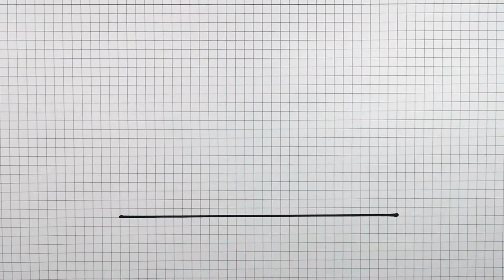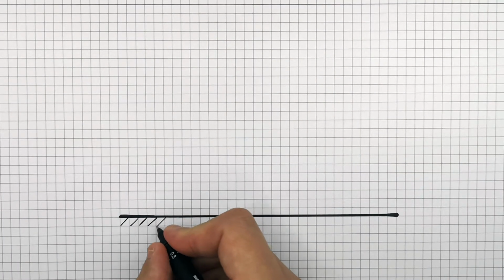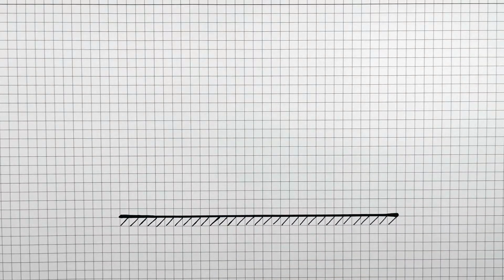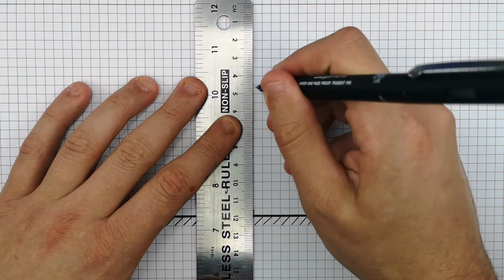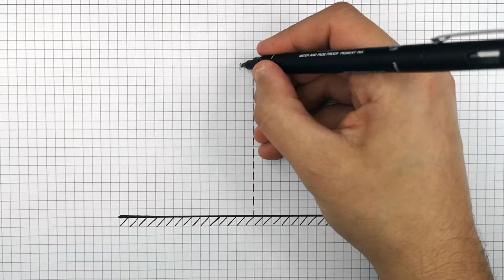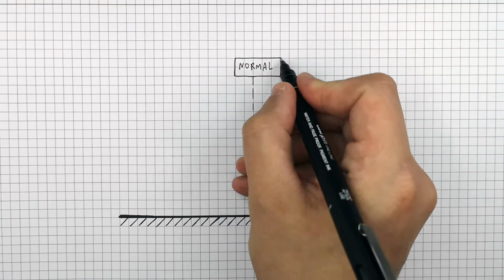What I'm drawing here is the boundary between two materials. In this example, it's between air and glass, between air and a mirror. And what I'm drawing here is the normal. The normal is a line drawn 90 degrees to the surface of the boundary.